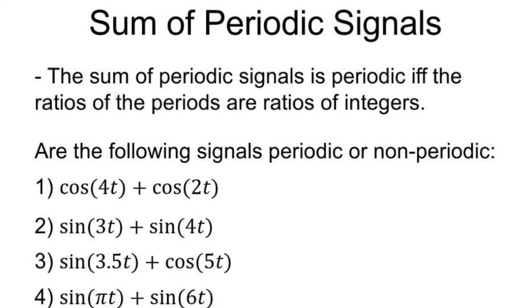and T2. ഇവിടെ രണ്ടാമത്തെയും മൂന്നാമത്തെ സിഗ്നൽ പീരിയോഡിക് ആണ്. നാലാമത്തെ സിഗ്നൽ നമ്മൾ ചെക്ക് ചെയ്ത് കഴിഞ്ഞാൽ we get that it is not periodic, since the ratio of the period of sin pi t and sin 6t is not a rational number. You can do this problem. If you have any doubt, you can message online.